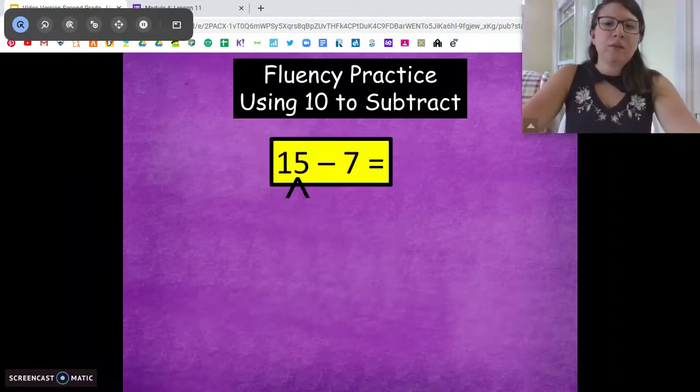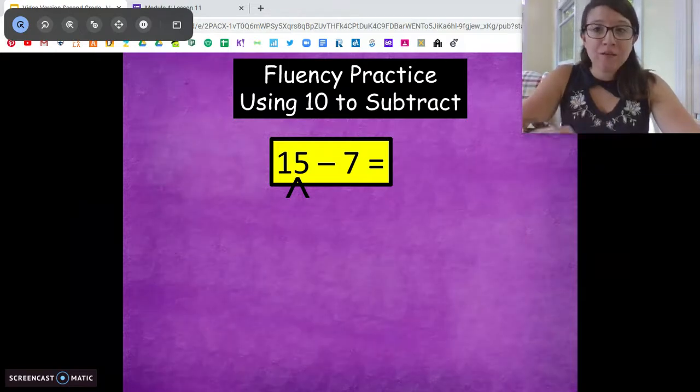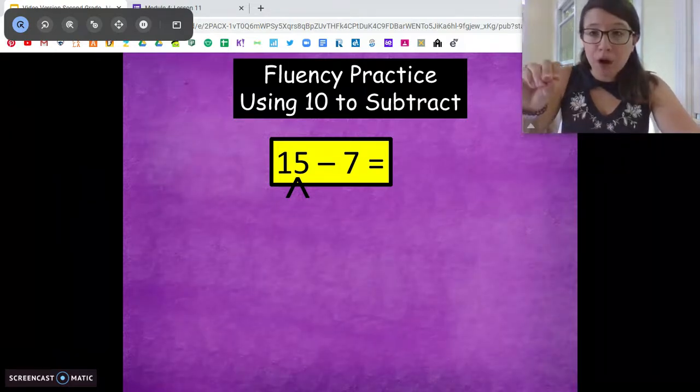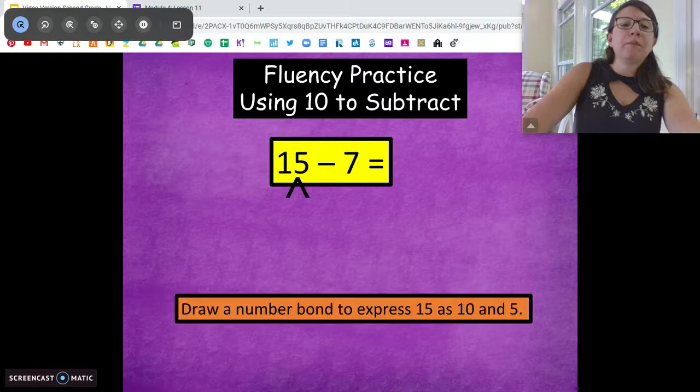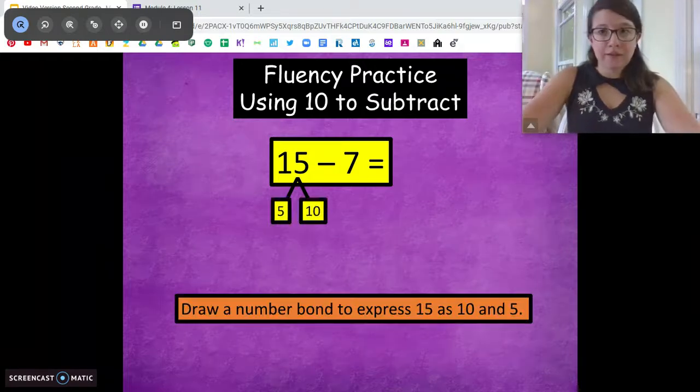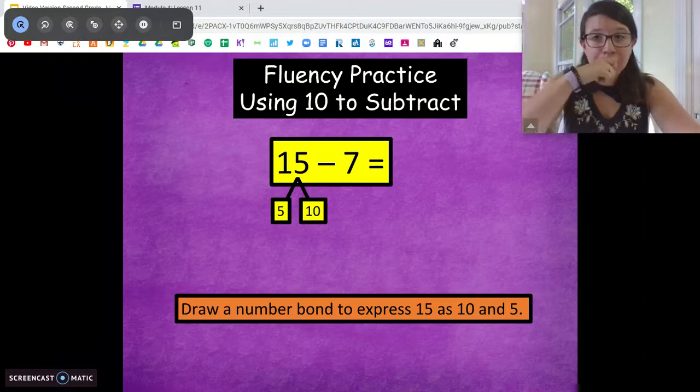Good. Let's try another one like that. Don't get tricked again. Go ahead, write 15 minus 7 down, pause, and solve on your own. Got it? First step, we break the 15 down into 10 and 5, our 10 and our 1s. Now, 10 minus 7 is what?